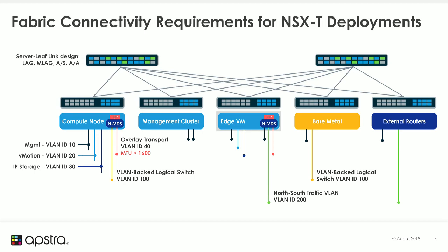And ideally, to keep the isolation between the different types of traffic from the server, but also in the fabric. The third requirement for the fabric is to make sure that the overlay transport traffic that is encapsulated in my VLAN ID 40 here is configured with an MTU that is higher than 6600 bytes due to the overhead of the encapsulation of the Geneve traffic. So I have all those fabric connectivity requirements that I need to fulfill before I deploy my NSX-T infrastructure.